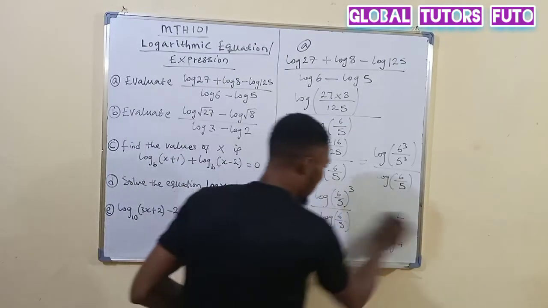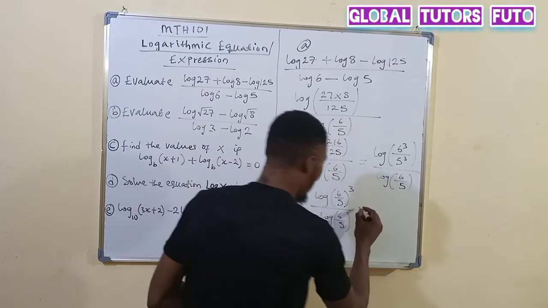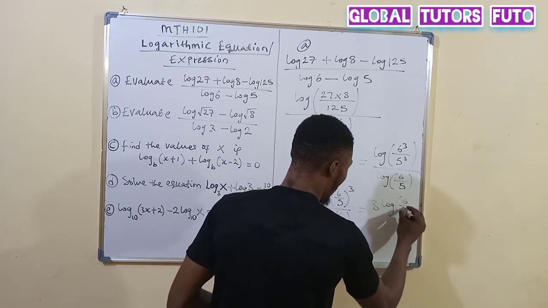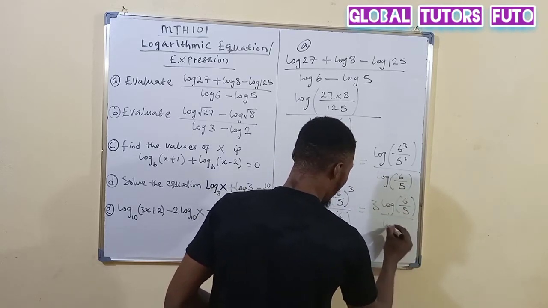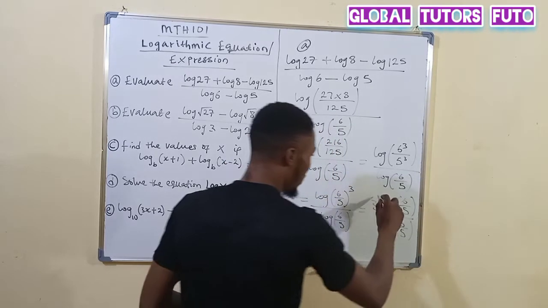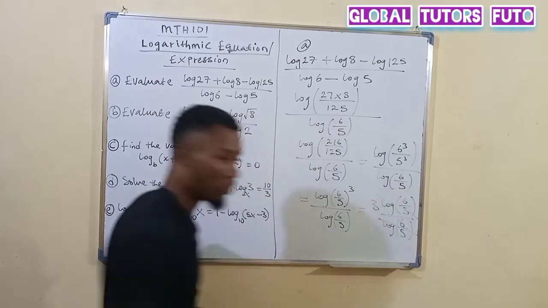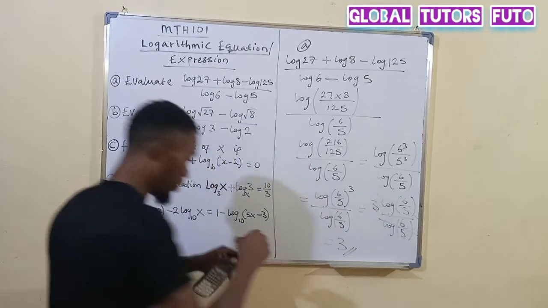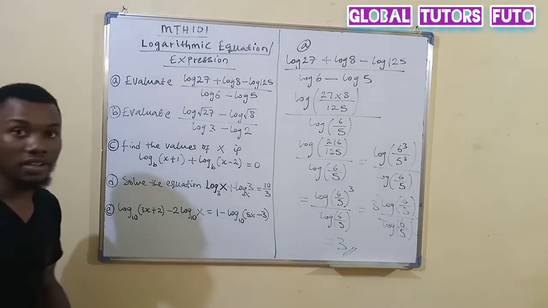So let us do that here. The 3 will come out front. It will now be 3 log 6 over 5 over log 6 over 5, such that log 6 over 5 will cancel log 6 over 5. So finally our answer is equal to 3. As you can see, this is very, very simple.